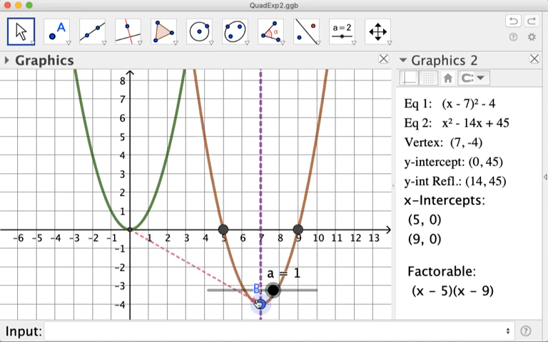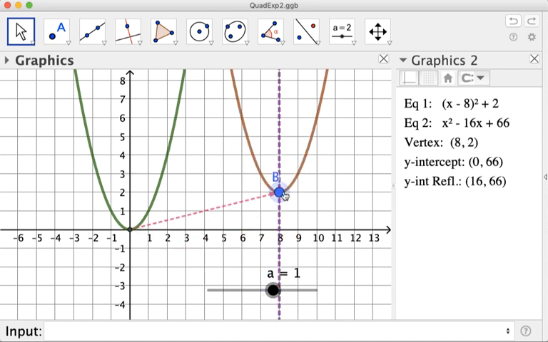Down here, factorable again because they're crossing, we have our x-intercepts at 5 and 9. Okay, so let's put this back up here for now.